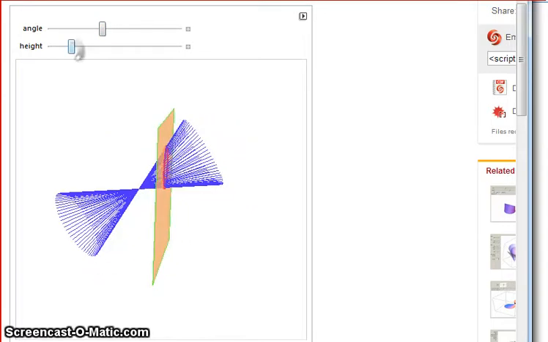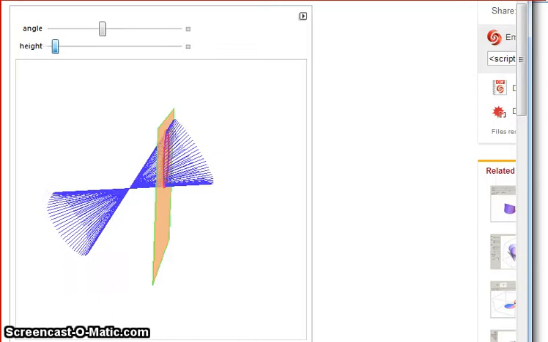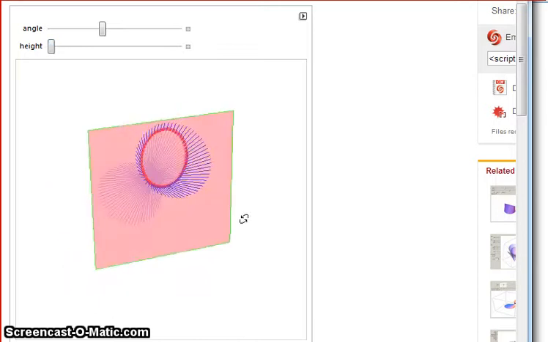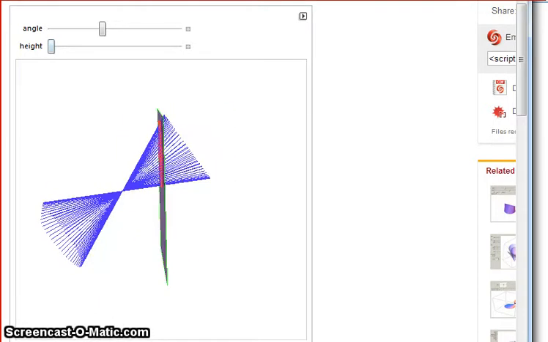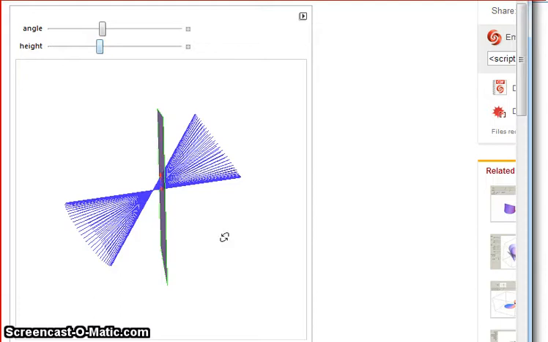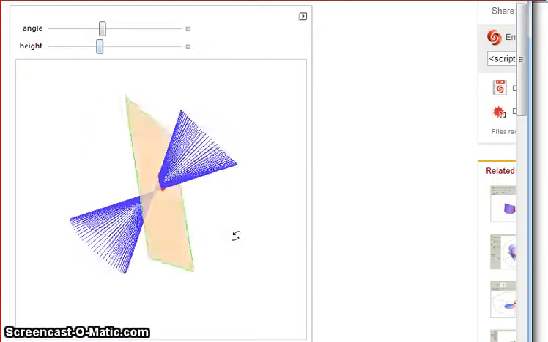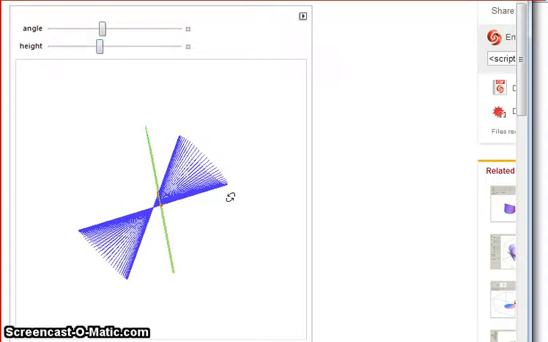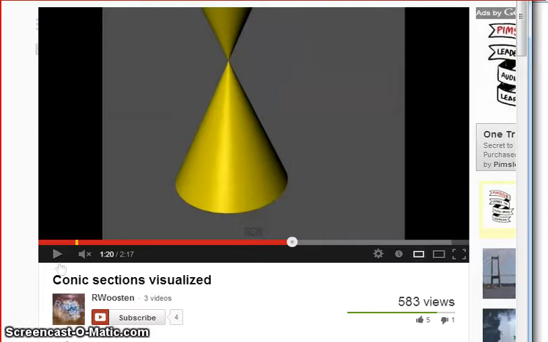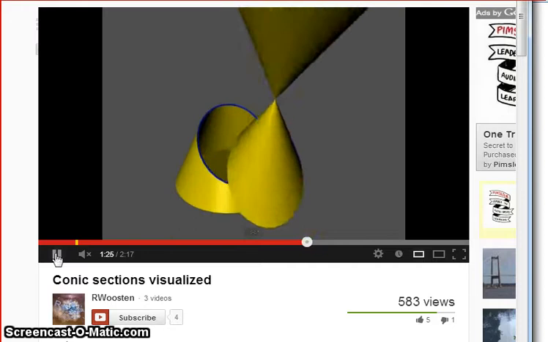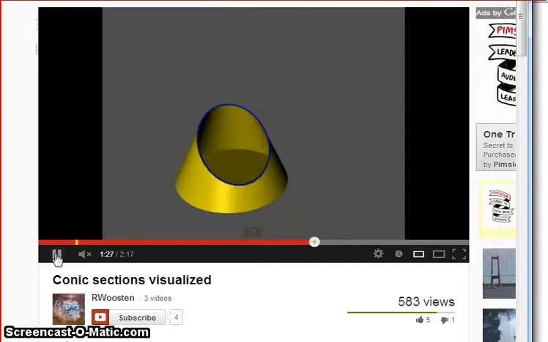I can change the size of the ellipse by moving up and down. Here's a large ellipse. Here's a smaller ellipse. Tiny little guy there. And that's it. Here's another visual representation of the ellipse. Slice. There it is. The ellipse. Okay, so this is the second of our conic sections.